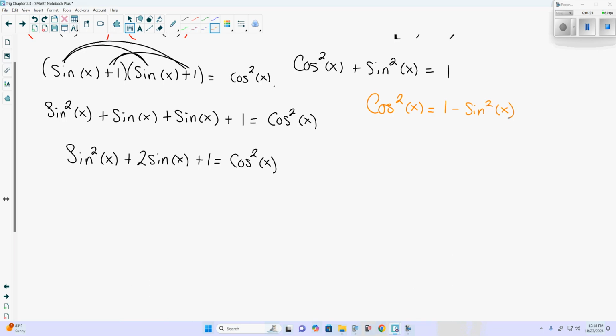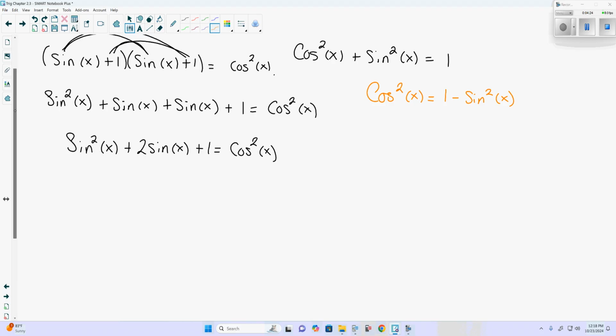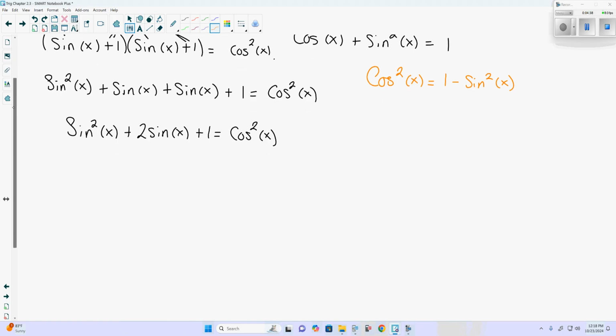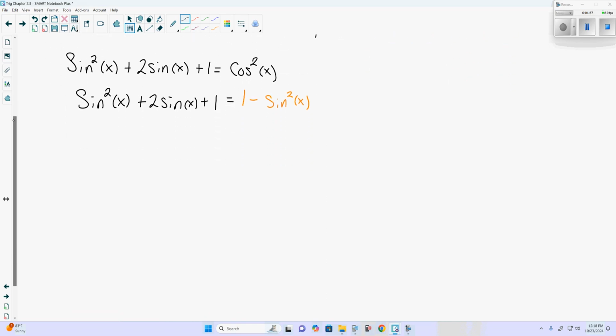So the Pythagorean identity that we're going to use for this is cosine squared of x is equal to 1 minus sine squared. Really all we did was subtract sine squared from both sides of our original Pythagorean equation to get here. And we can plug this in. So on the right-hand side, we're going to have 1 minus sine squared of x. On the left-hand side, we still have our sine squared of x plus 2 sine of x plus 1.